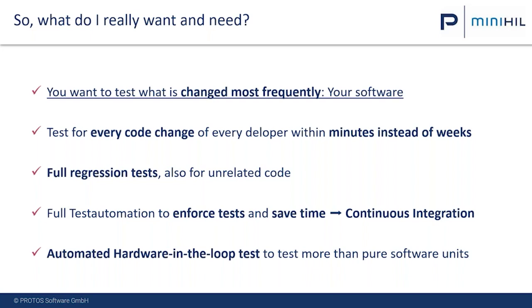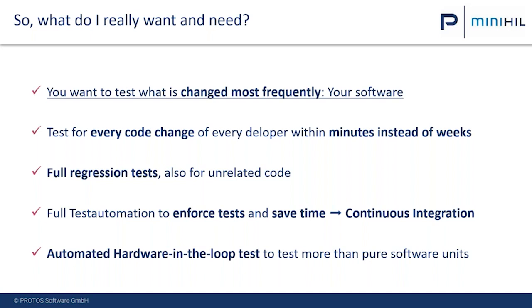You want a full regression test also for unrelated code. You change something in a module, and at the other end of your application something fails. That's very typical, especially for embedded systems, because you have resource constraints and everything is working in the same memory. So there are a lot of side effects. You might have unwanted interrupts or interrupts that block something else.